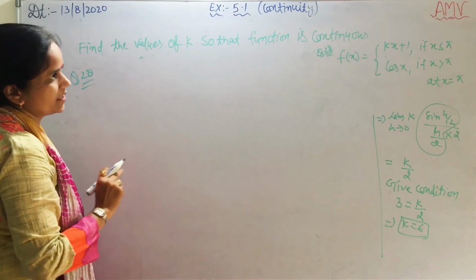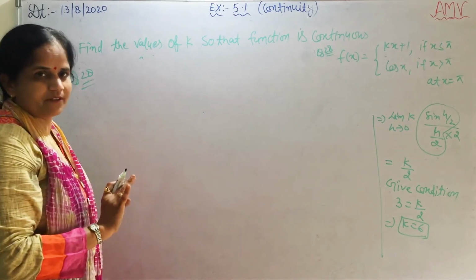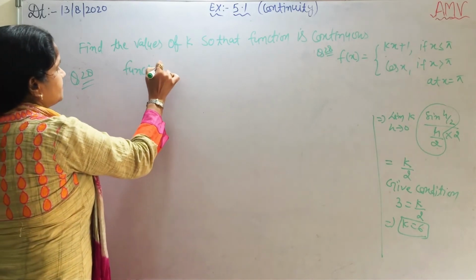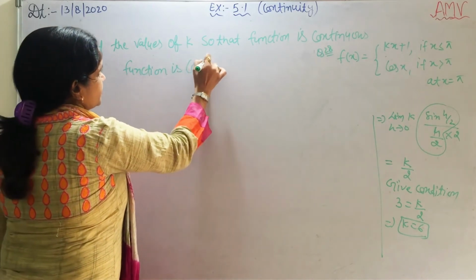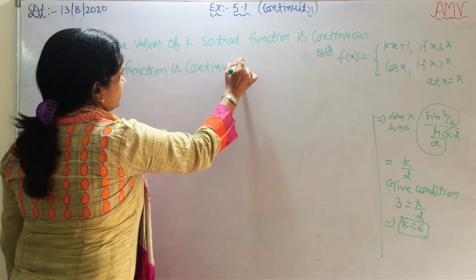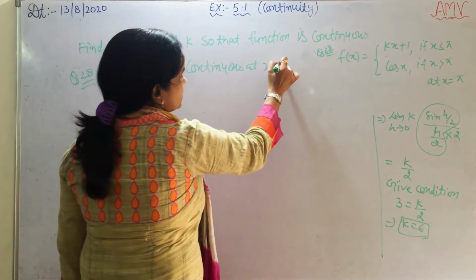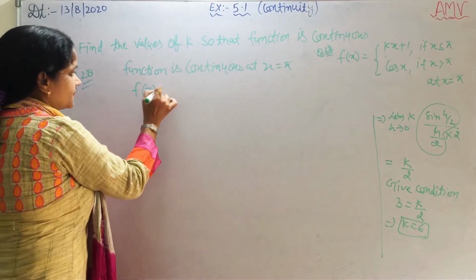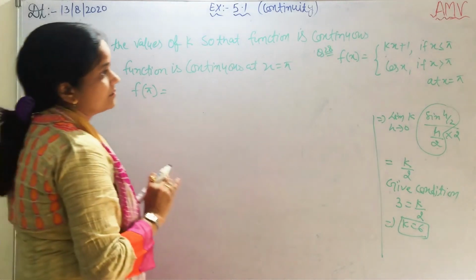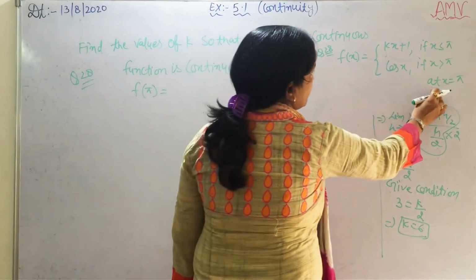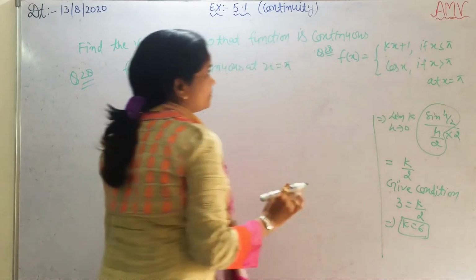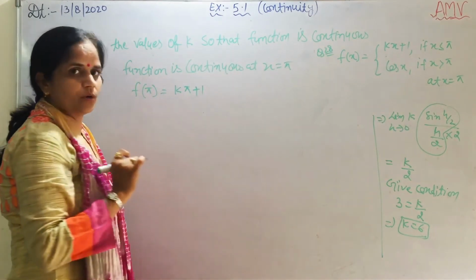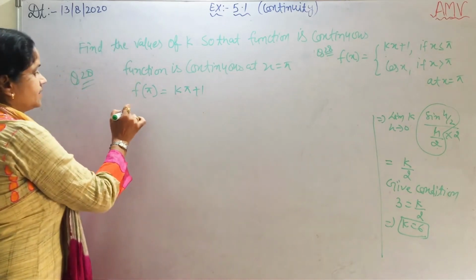Question number 28. Here it is also given the function is continuous. Okay, so first write that the function is continuous at x is equal to pi. Now find the value of the function f of pi. When x is equal to pi, the function is kx plus 1. So here it's k pi plus 1.